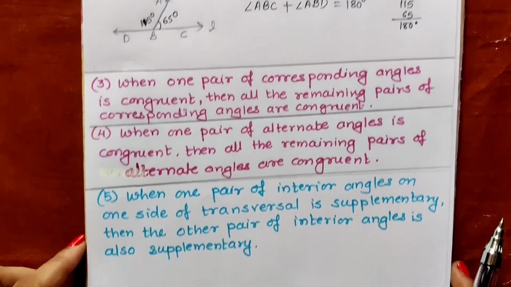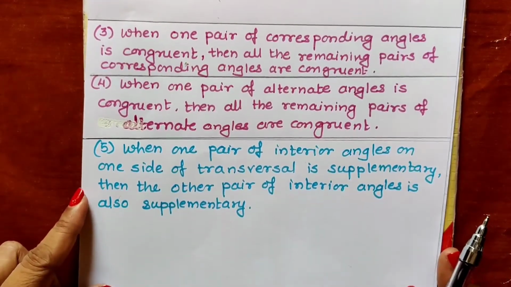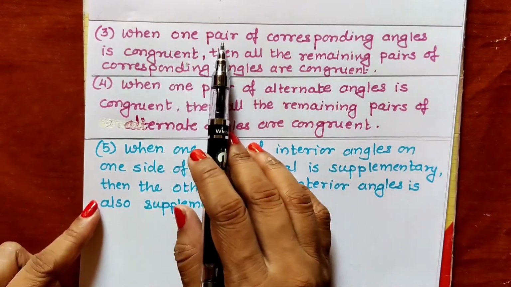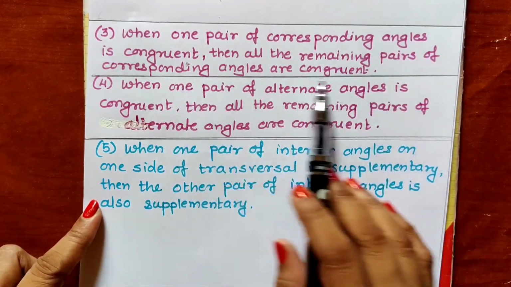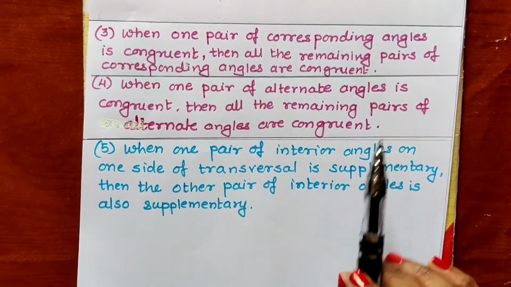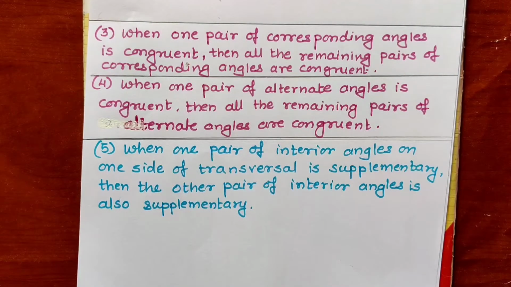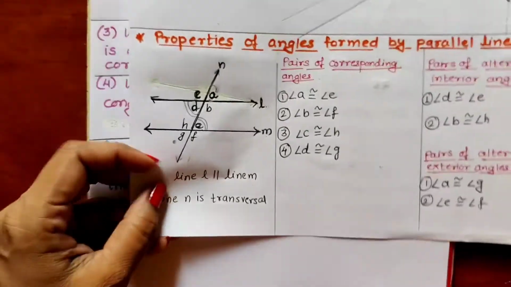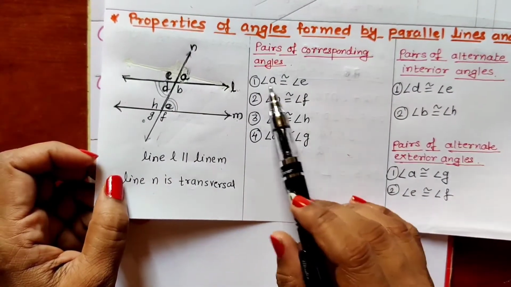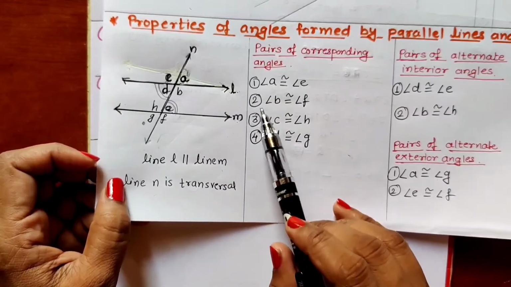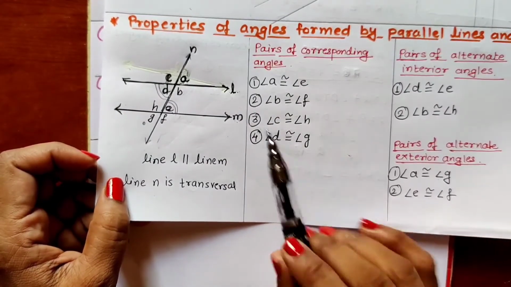Now let us see the third property. The third property is: when one pair of corresponding angles is congruent, all the remaining pairs of corresponding angles are congruent. We have seen the corresponding angle pairs just now. Here I have explained all the corresponding angles. So if any one pair from these four pairs is congruent, then the remaining three pairs will also be congruent with each other.